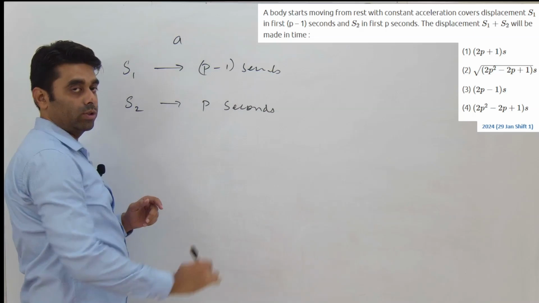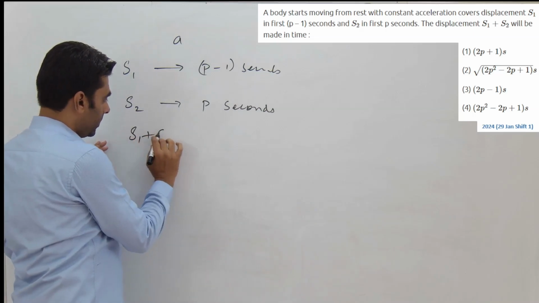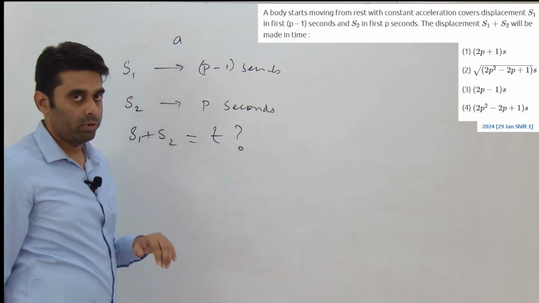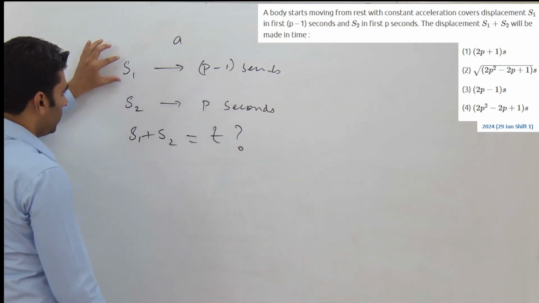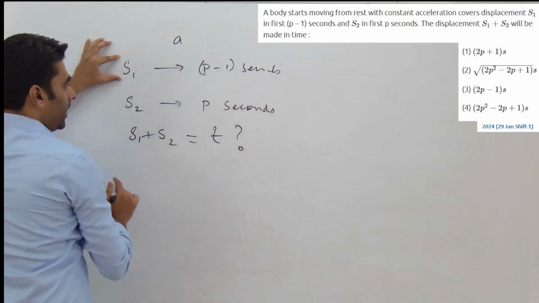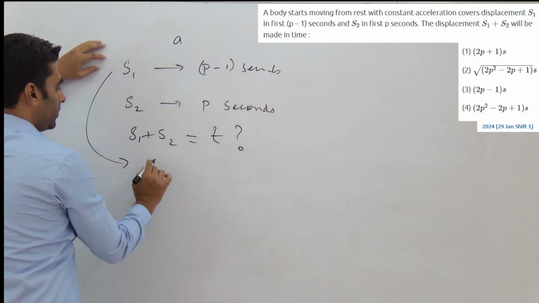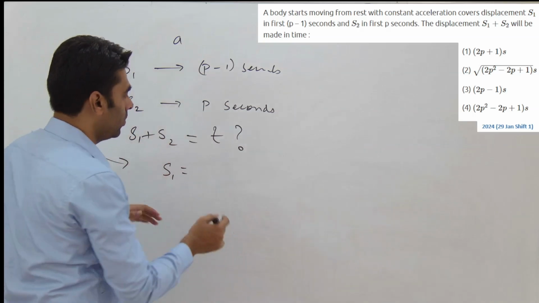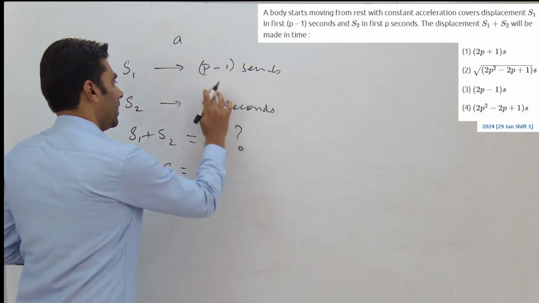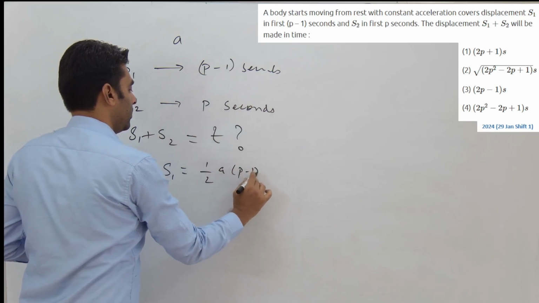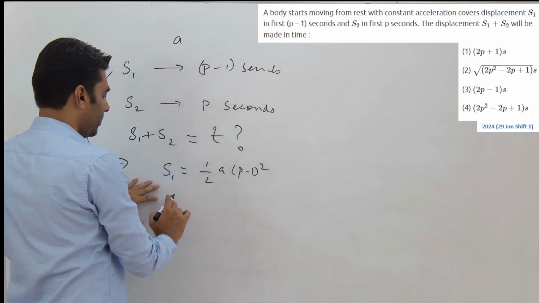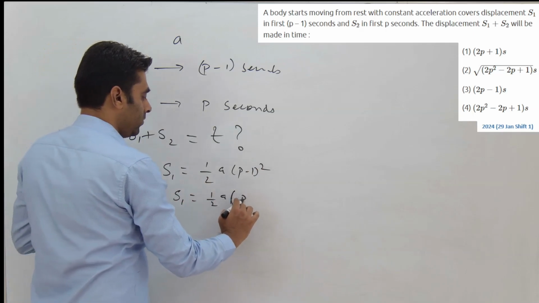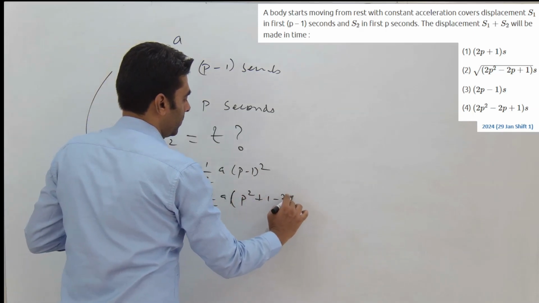Again, an equation of motion question. They are asking us s1 plus s2, the total displacement, in how much time it is covered. So how to do it? Equation of motion, we have to use it. First of all, let's apply the second equation of motion for this part of the journey. What can I write? S1 is equal to, initially it starts from rest, so u is 0, half a times p minus 1 whole square, right? We can open the bracket over here. S1 is equal to 1 by 2 a into p square plus 1 minus 2p, right?